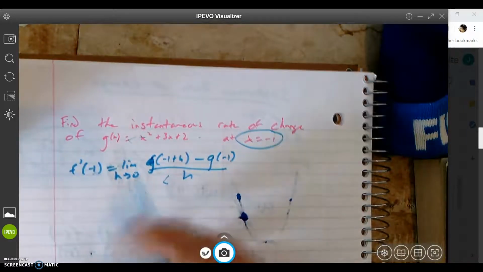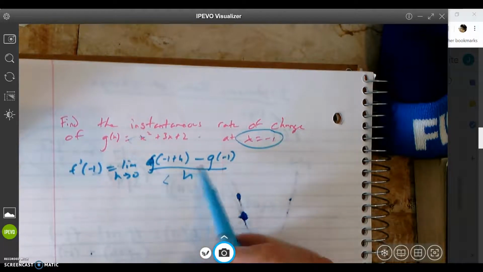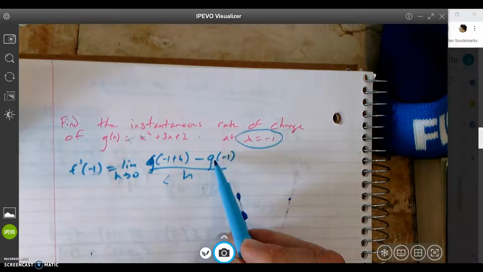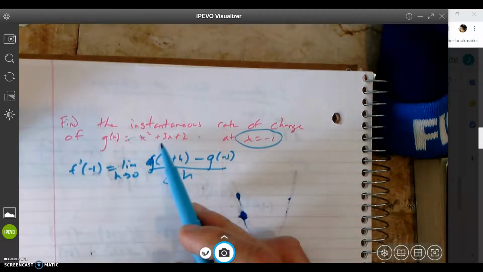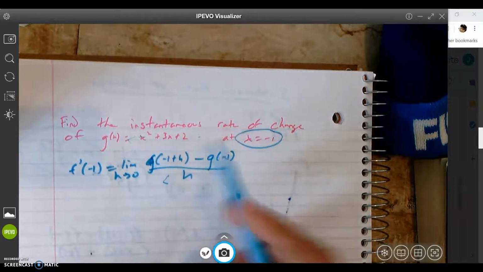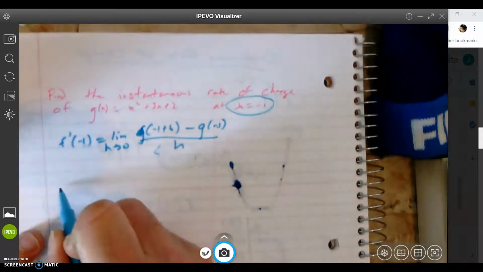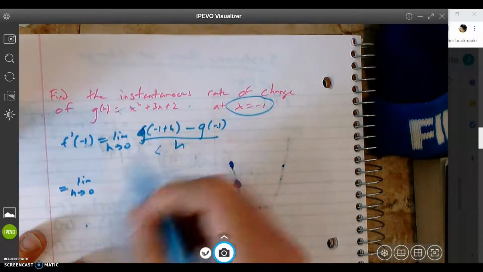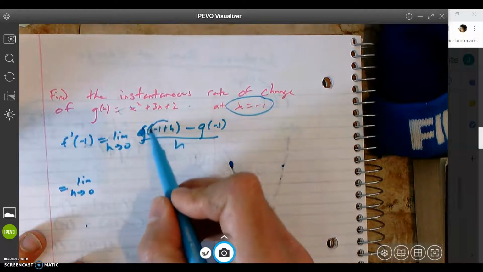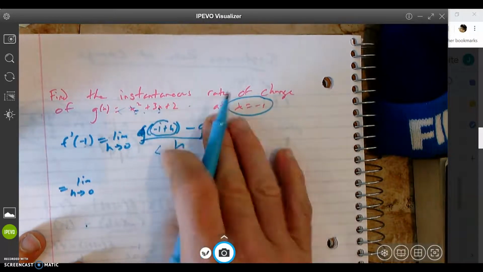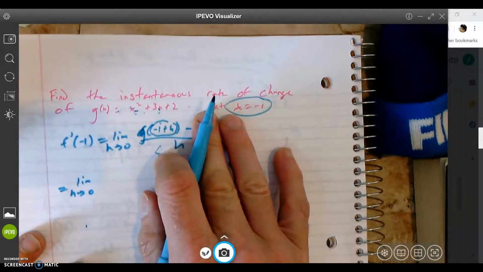Okay? So now you're thinking, what do I do now? Well, for g of negative 1, we've done function notation before. You just plug in a negative 1 here. And then g of negative 1 plus h, you're just plugging negative 1 plus h in here. So this is going to be a big problem, so check it out. The limit as h approaches 0. First thing I'm going to do is plug negative 1 plus h into both x's here, just like you normally would. I'm ignoring all this stuff.